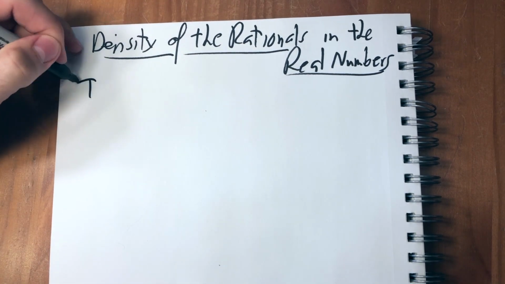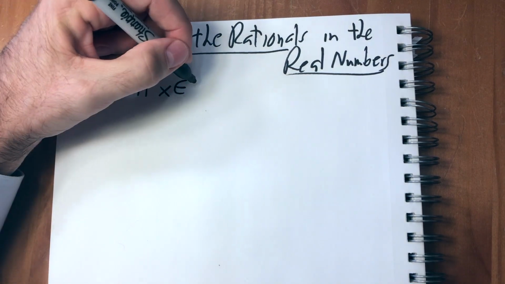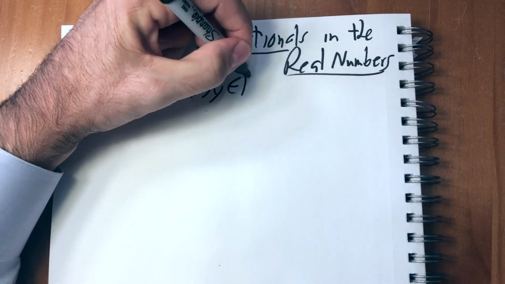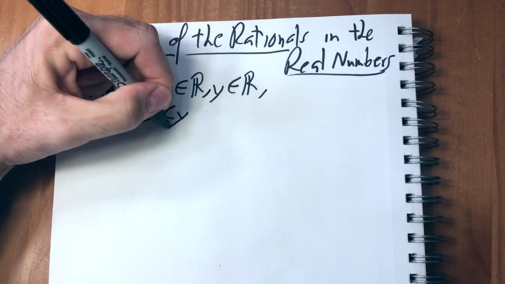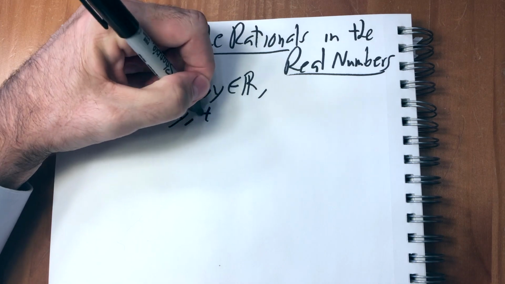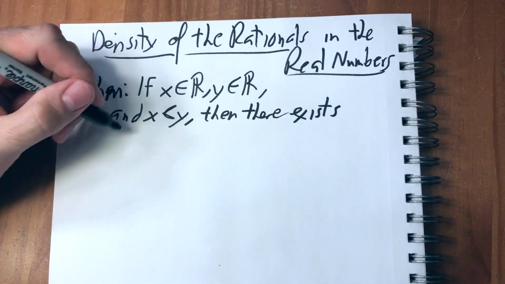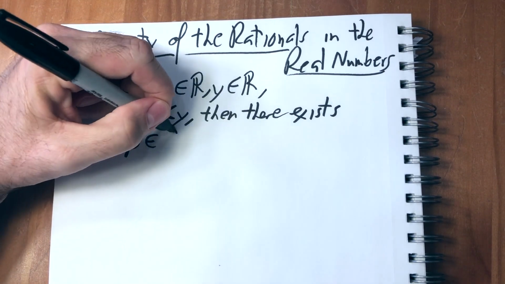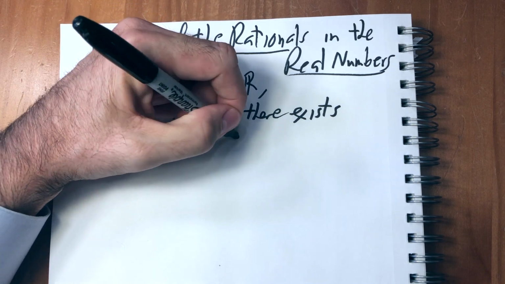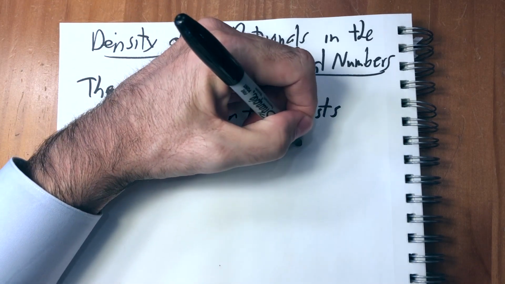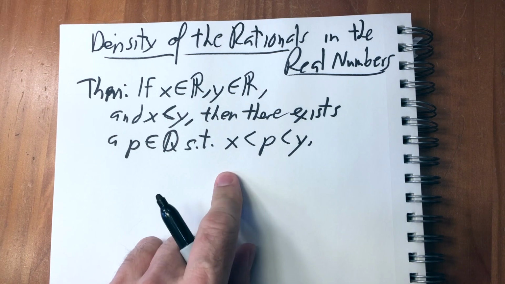So the theorem is that if x is an element of R and y is an element of R and x is less than y, then there exists a p, a rational number, such that x is less than p is less than y. So in other words, for any two real numbers, there is a rational number between them.